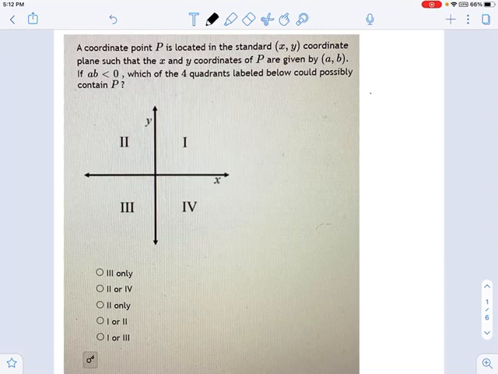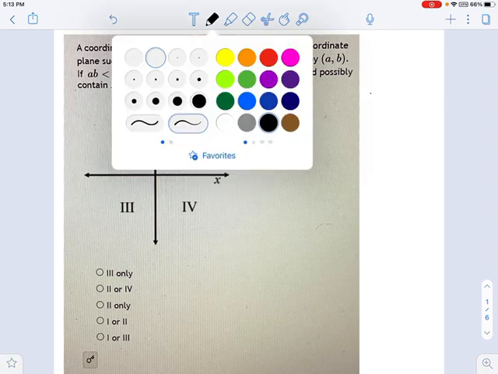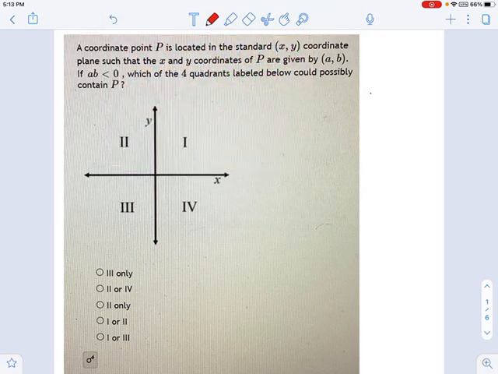We're looking at a standard coordinate plane here with 4 quadrants, 1, 2, 3, and 4. This is typically the way they're presented. And we're also told that we have a point somewhere, I don't know where, but there's only 4 possibilities. It's going to be here, here, here, or here, right? It's in one of these quadrants.